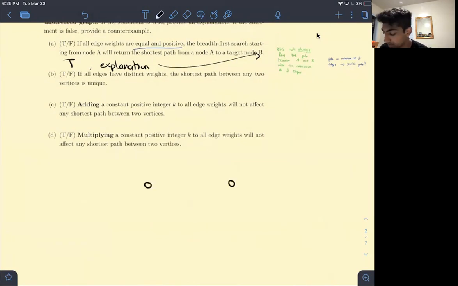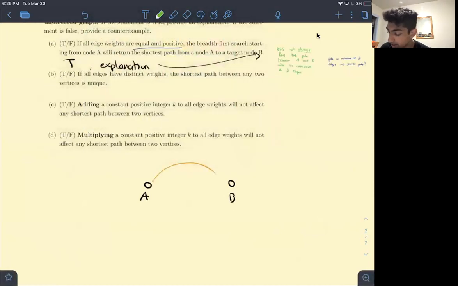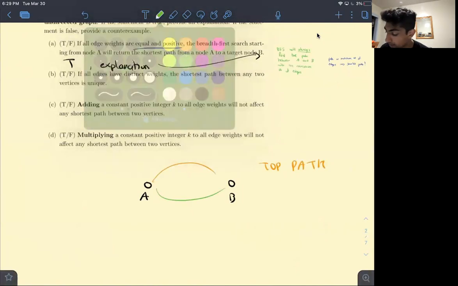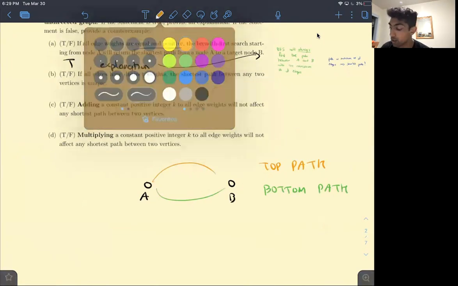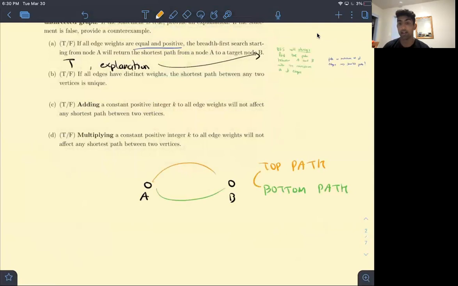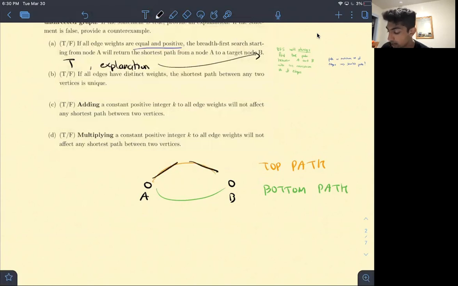So if we had a counterexample, it means that there's two ways of going from A to B. Let's say we have a top path, and let's say we also have a bottom path. We want to show that even if the graph has distinct edge weights, it's possible for the total weight of the top path to be equal to the total weight of the bottom path. That's what we're trying to create this counterexample for. Let's say that the top path is composed of two edges, and the bottom path as well. Now let me randomly assign the edges of the top path and see if I can make the bottom path the same weight.